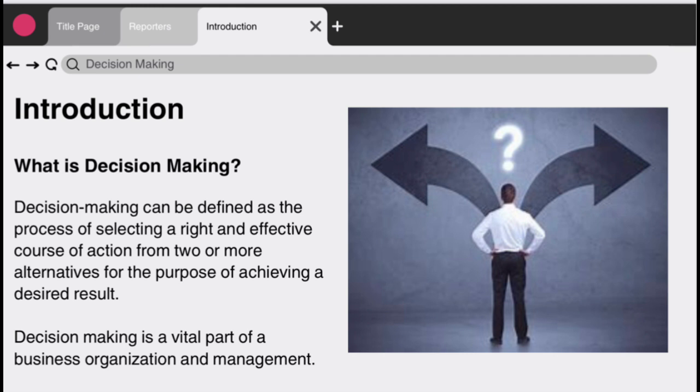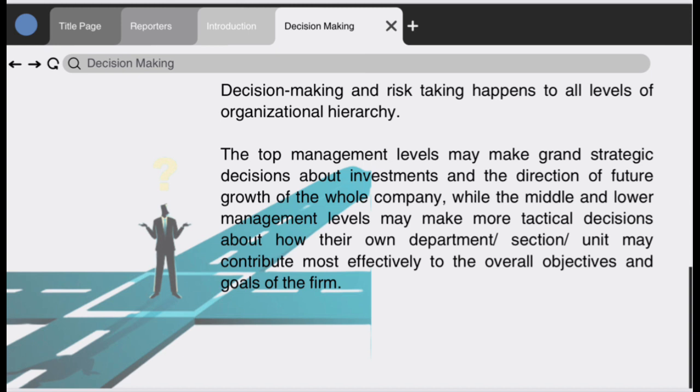Decision making. What is decision making? Decision making can be defined as the process of selecting a right and effective course of action from two or more alternatives for the purpose of achieving a desired result. Decision making is a vital part of a business organization and management. Decision making and risk taking happens at all levels of the organizational hierarchy.